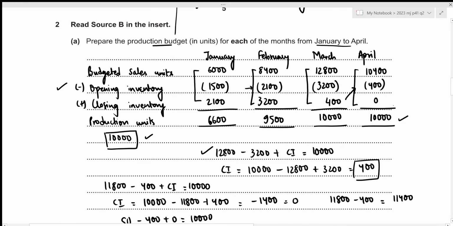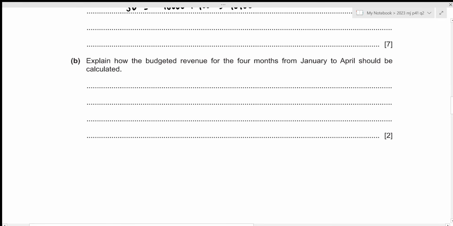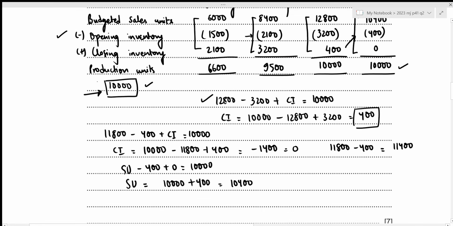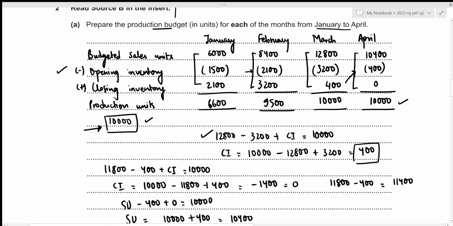We can now move towards the second one. We now need to explain how the budgeted revenue for the 4 months from January to April should be calculated. So clearly, budgeted revenue is just going to be the product of our demand, which is the number of budgeted sales units, and the selling price, right? But in this case, we have the production constraint, which was the production maximum limit of 10,000. And according to it, our sales for April has now changed. So we need to consider this as well.